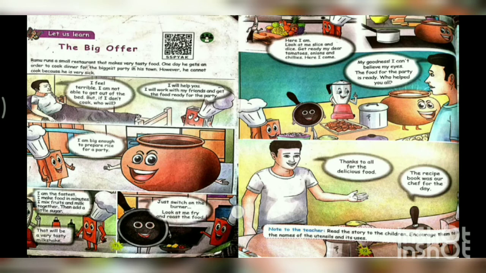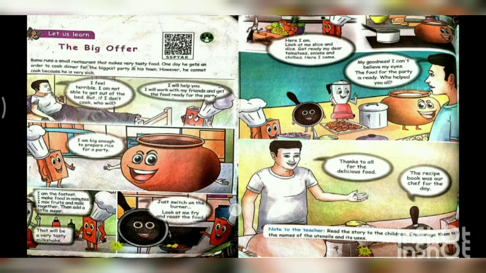And then the next friend comes. Just switch on the burner, look at me. Fry and roast the food. So who is that who says switch on the burner? Can you guess, children? The stove, okay, that says you switch on the burner, look at me. And you put my pan there and then you can fry and roast the food. So what do we use to fry and roast food? We use the pan. The pan is used for frying food items, I told you. So the pan also comes forward and says, see, you can fry food using me.